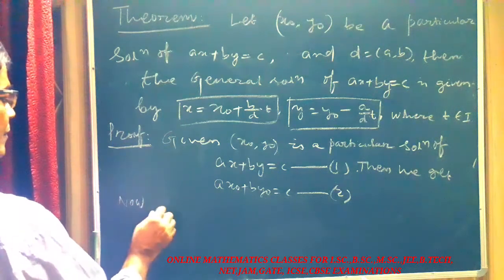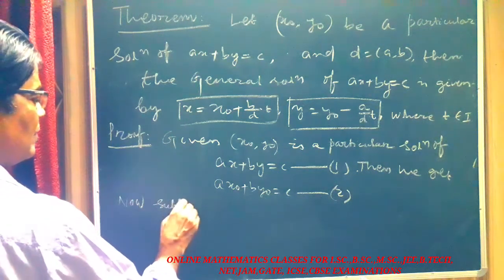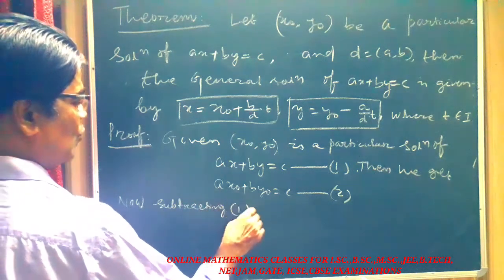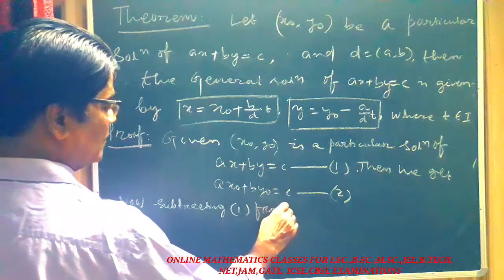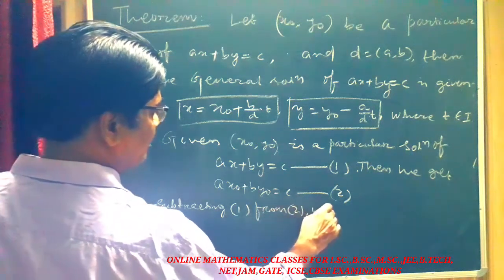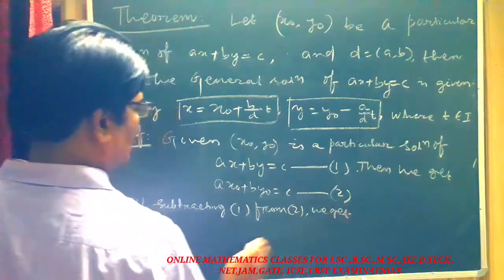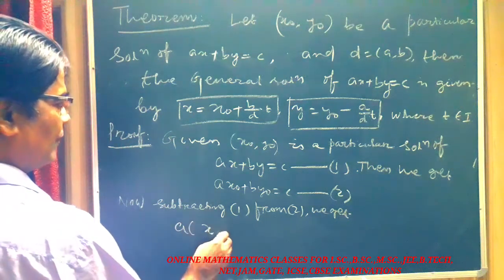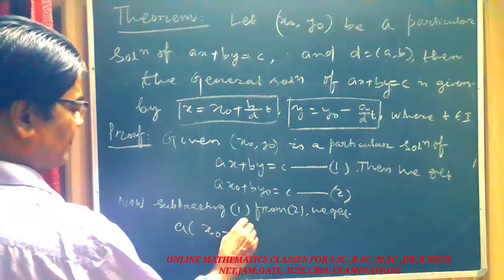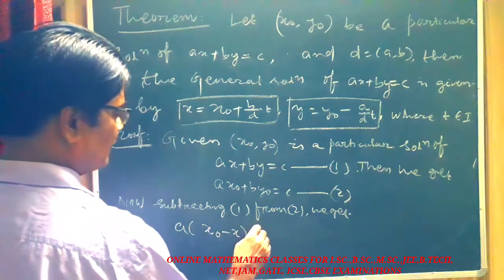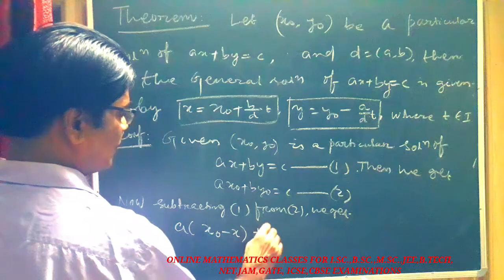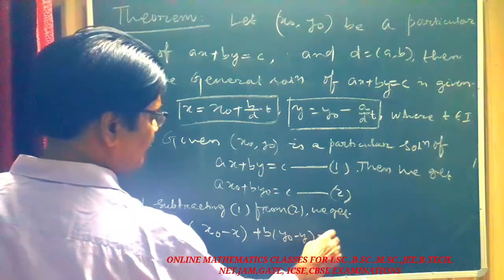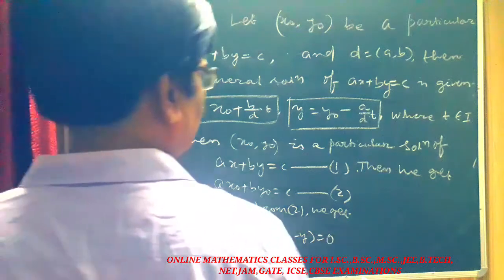Now subtracting 1 from 2, what will we get? a(x0 - x) + b(y0 - y) = 0.